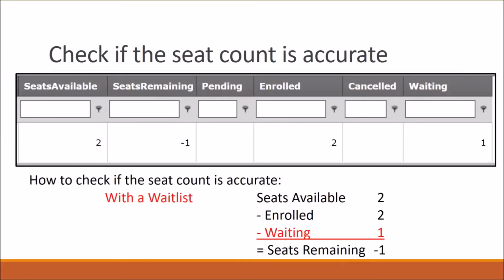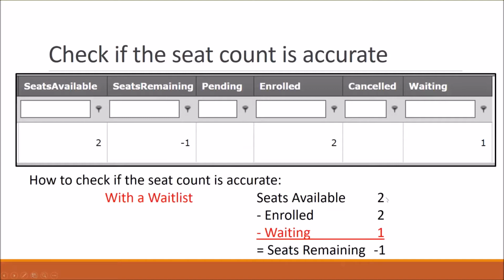What if I have a wait list? Sometimes people panic with the math when there's another factor to consider. It's easy. We just add another line to our little mathematical problem. Same concept: seats available goes on top, that's our big number. We subtract out our enrolled and also subtract out our waiting column, this column here, and that gives us our seats remaining.